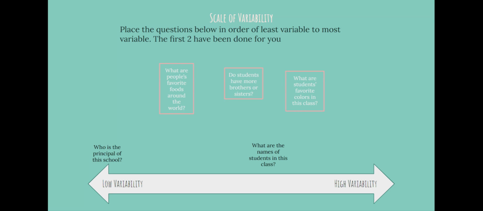So if you look in those pink boxes, we have 3 different questions. I want you to think about, for that first question, where do you think it's going to fall? Is it going to fall more to the left on the low variable side or the higher variable side? So what are people's favorite foods around the world? Is that going to be lower variability or higher variability? Take a second, put your finger where you think it's going to end up. Let's see. So that's a very high variable question.